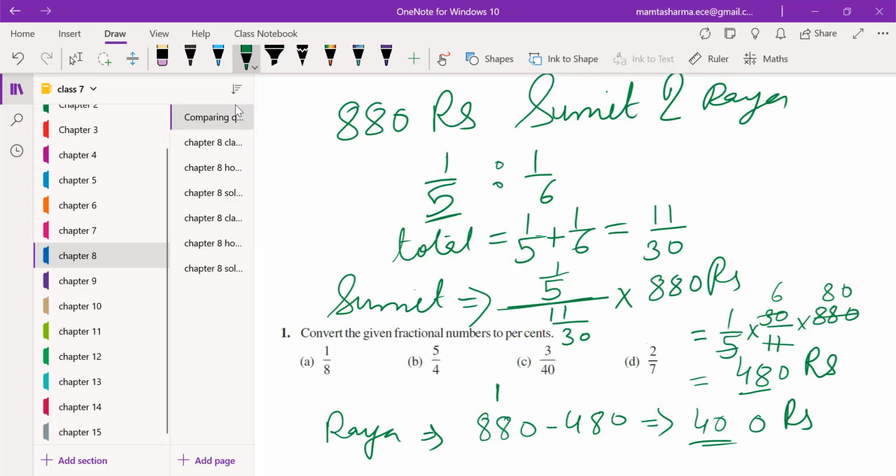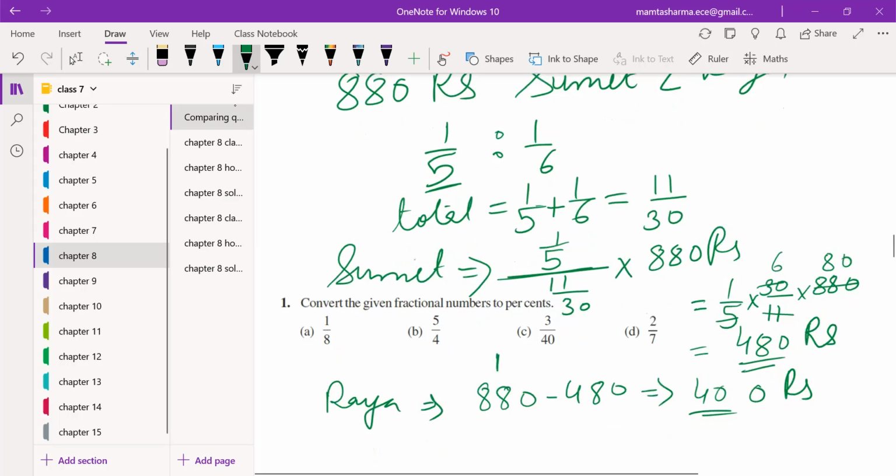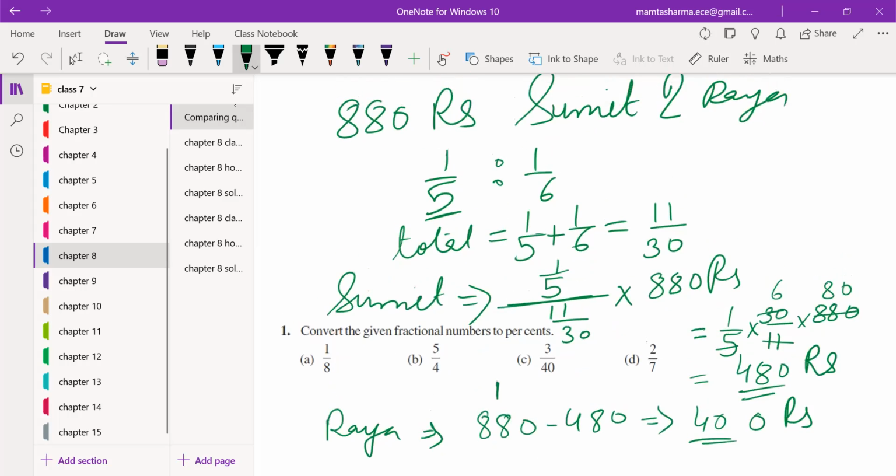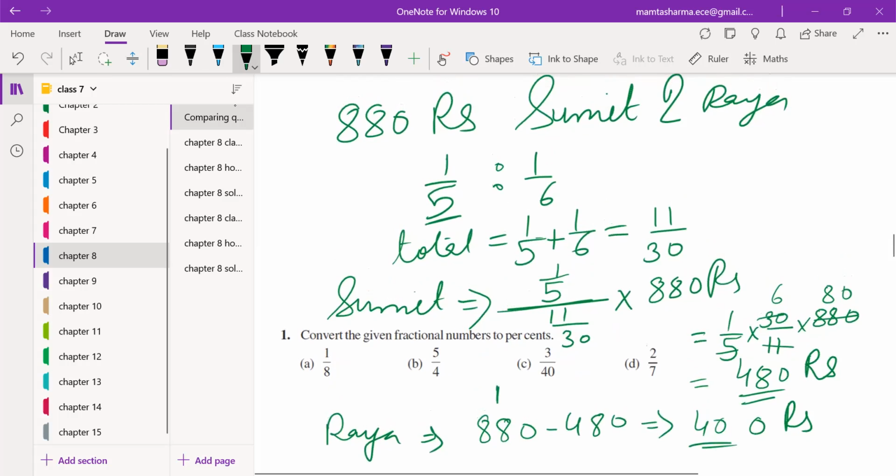Ma'am, if you want to exactly split it, we can just do 440 each, right, ma'am? 440 each if the ratios are the same. Yeah, we can't divide 440 each because the ratios are different: 1/5 and 1/6.